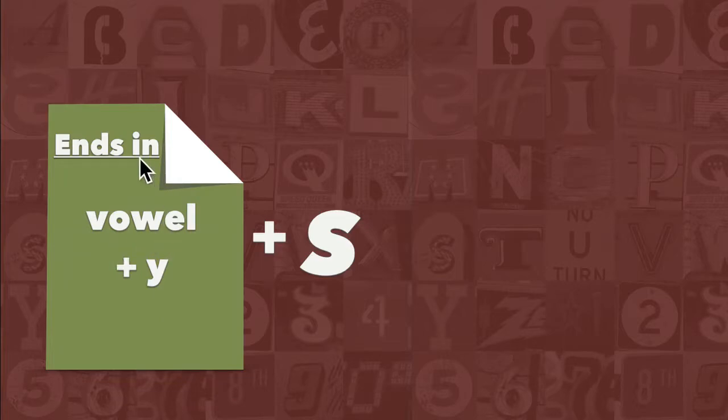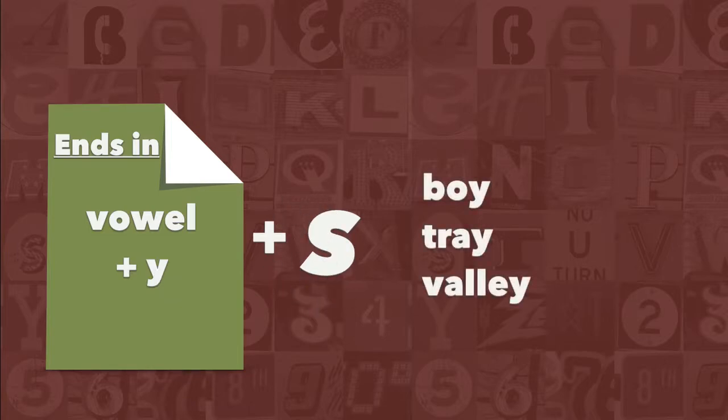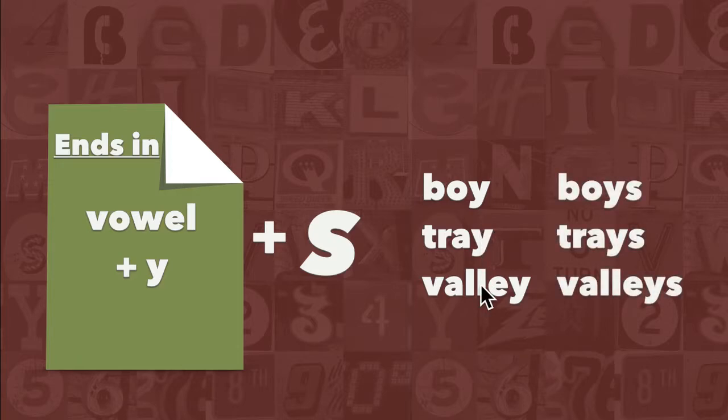But wait, be careful when a noun ends in a vowel and a Y. You don't cancel the Y and add IES. Instead, you just add S. For example, boy, tray, valley. They become boys, trays, valleys.